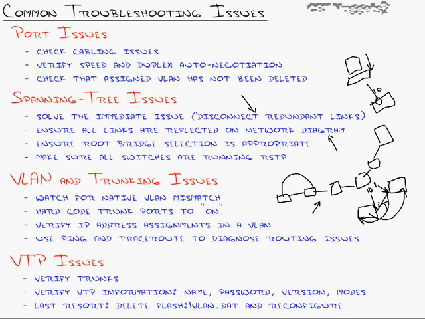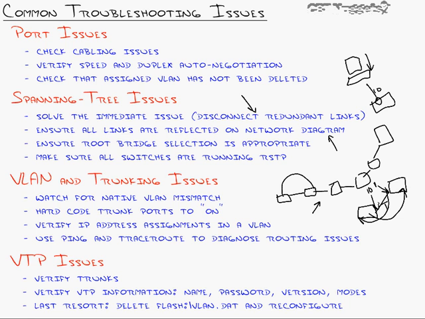Verify IP address assignments in a VLAN. Make sure that the VLAN subnet is the same subnet that all the PCs are ending up with. And use ping and traceroute to diagnose routing issues. Those are your best friends when trying to figure out what's wrong with maybe your router on a stick that gets you off the VLAN.